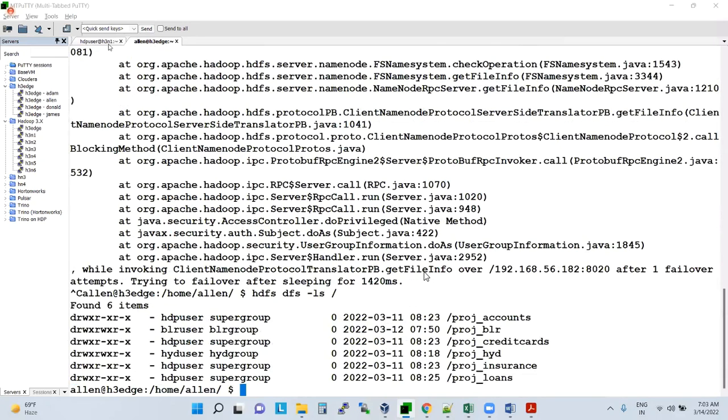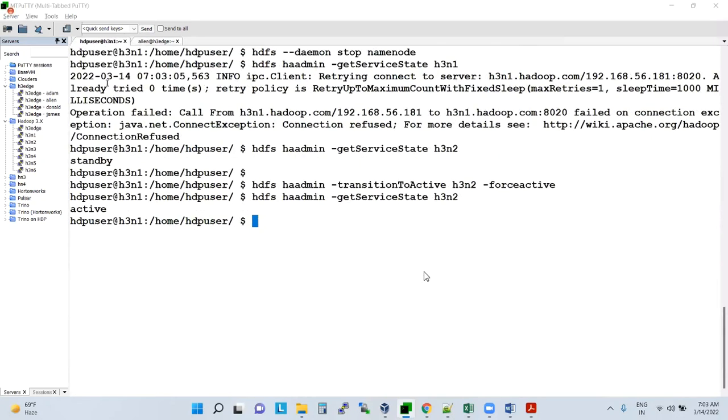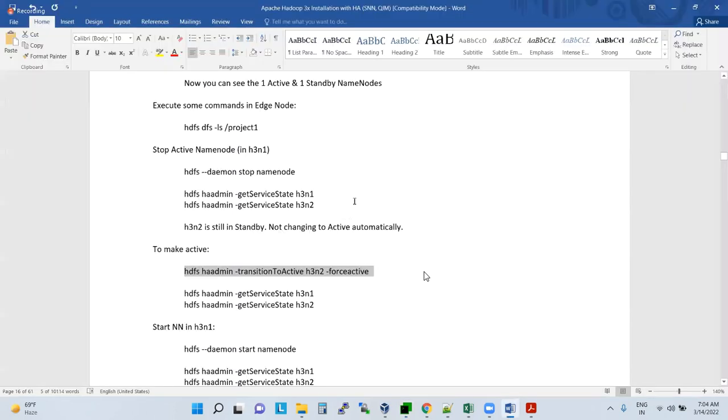If an active name node is not there, or if no name node is in active state, obviously developers cannot run their commands from the edge node. Not only from the edge node, from any node actually. So developers or admins cannot run any command from any node. Clear? Or any questions, guys?